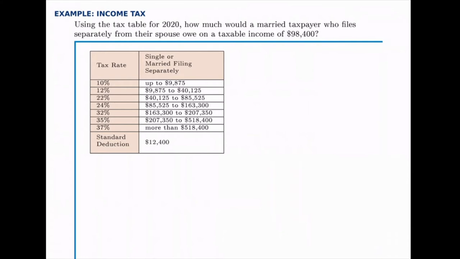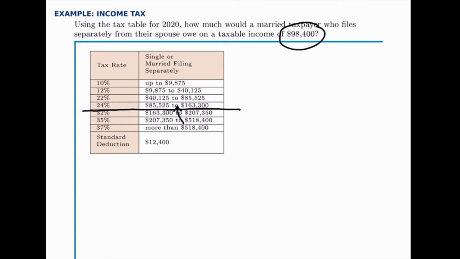So we're given the tax brackets here, as well as the standard deduction amount, which we don't need for this first example. We're just working with a taxable income, and we're going to calculate the taxes owed. First of all, notice that on a taxable income of $98,400, the furthest we're going to get to is this 24% tax bracket. So we're not going to go beyond that because $98,000 fits between $85,000 and $163,000. But it's not that their tax will be 24% of their total taxable income.